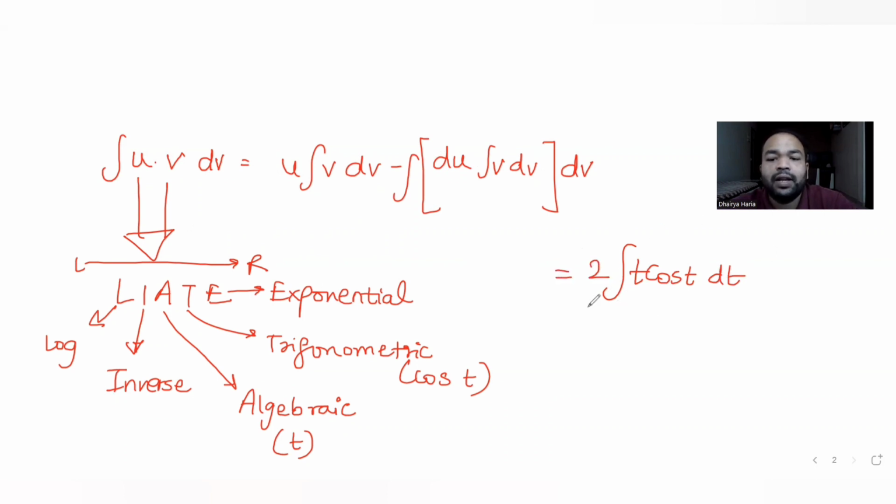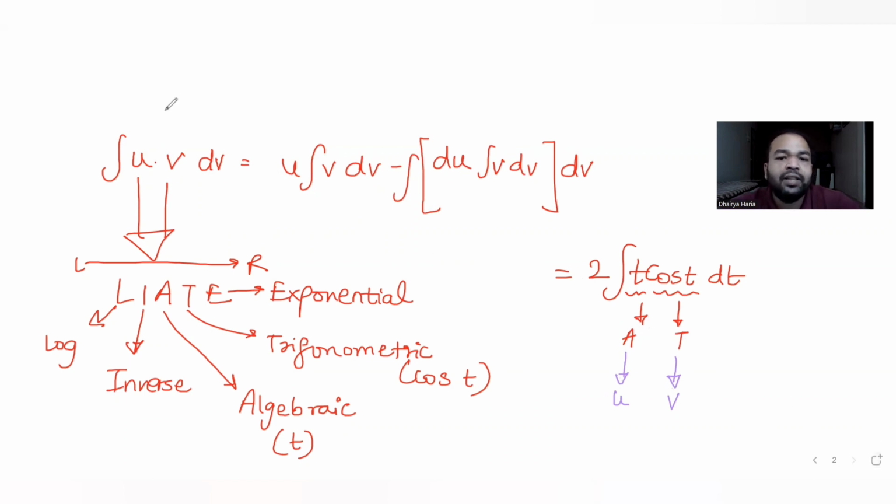So I had integral of t cos t dt two times. There are two functions, t and cos t, where t is your algebraic and cos t is your trigonometric, and we know from the order that A comes first. So I'll put algebraic as u and trigonometric as v. Here the trigonometric function is v and the algebraic function is u.